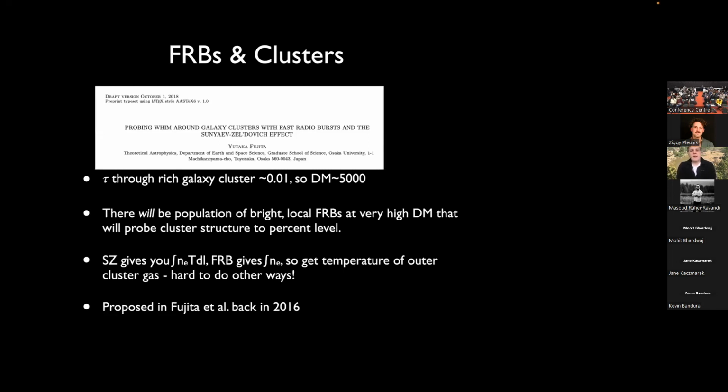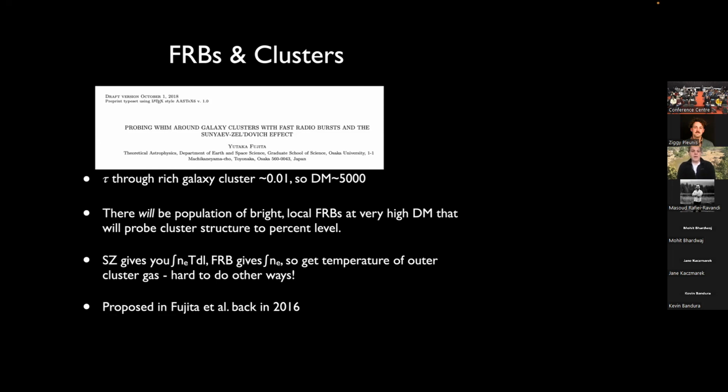that's because the optical depth through clusters is very high. So the canonical number from SZ world is that the optical depth through a massive cluster through the center is a tau of about 0.01. So that's a DM of about 5,000. So there has to be a population of bright local FRBs with very high DMs that will probe cluster structure.